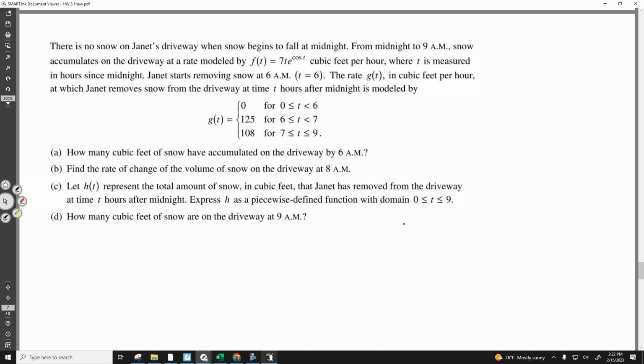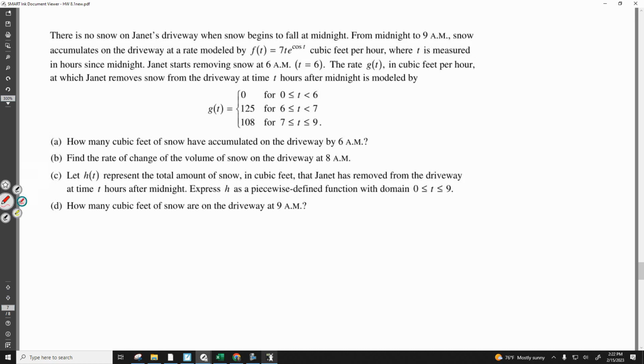Now, here's what we have to consider for part D. How many cubic feet are in the driveway at 9 a.m.? We have no snow at the beginning of the day.